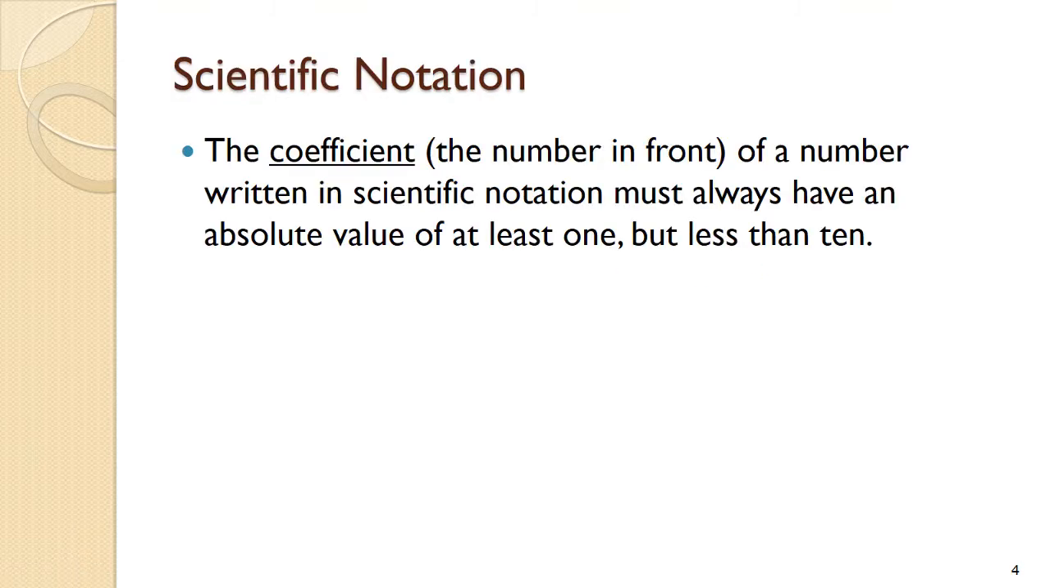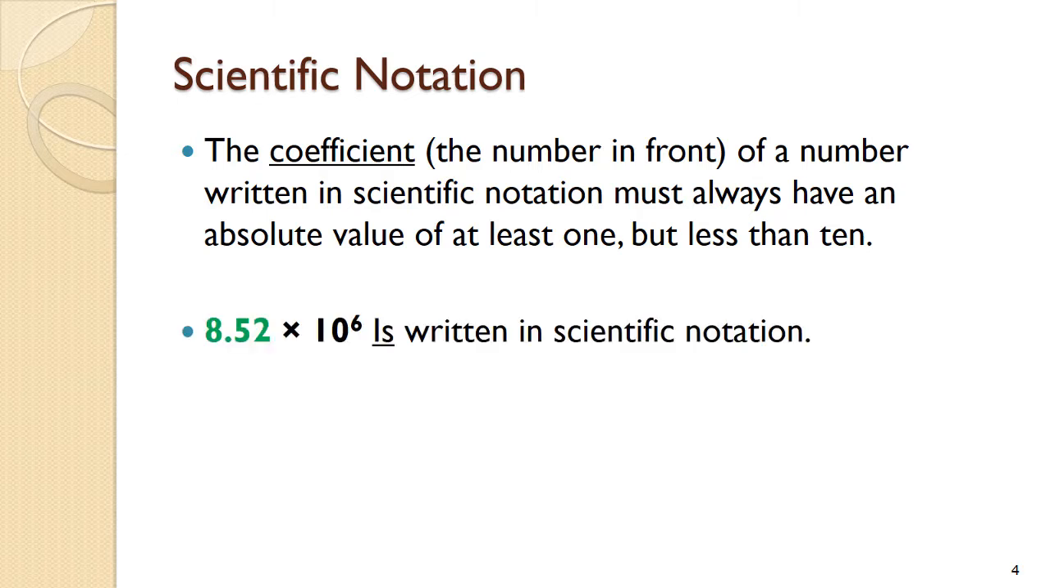So you might remember that when you write a number in scientific notation, the front number, which we call the coefficient, always has to have a value with an absolute value between 1 and 10. So here's an example of a number written in scientific notation. We have the coefficient, which is in green here, 8.52. It's between 1 and 10. And we're multiplying it by a power of 10. That's 10 to the 6th.